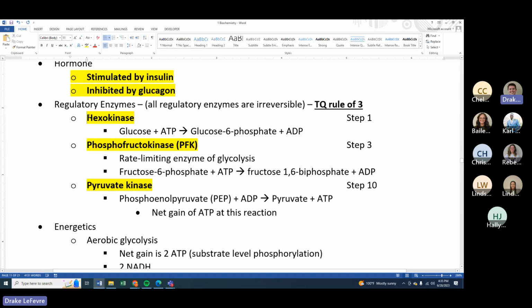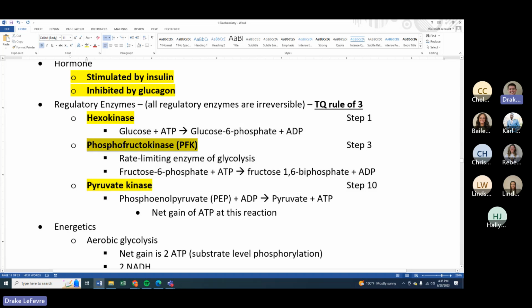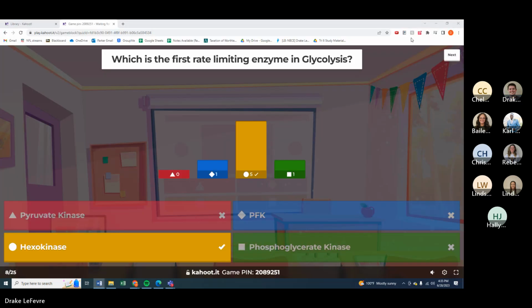Cool. Remember these rate-limiting steps. He always has questions on the rate-limiting steps. Most commonly, Dr. Sarkar likes to ask about PFK. That's one that he really, really likes, so for sure, make sure you remember that one.